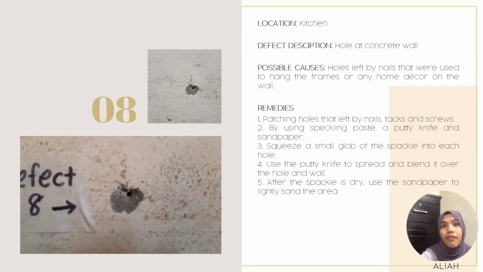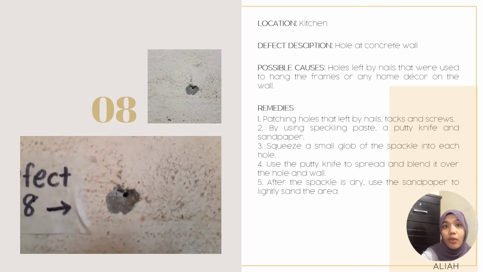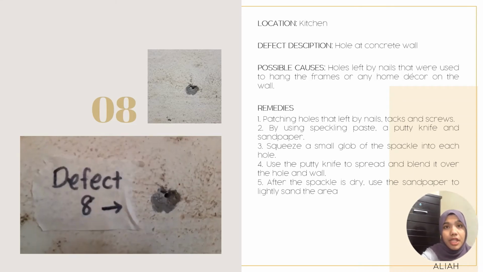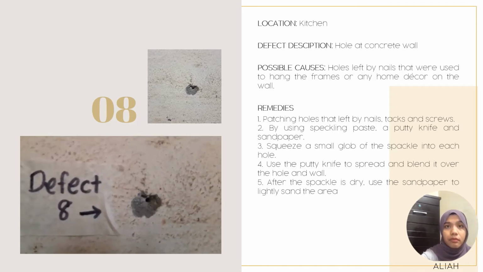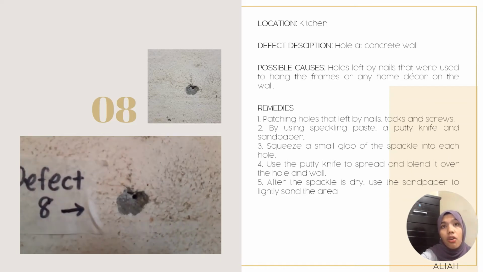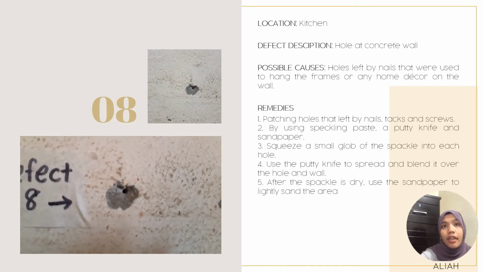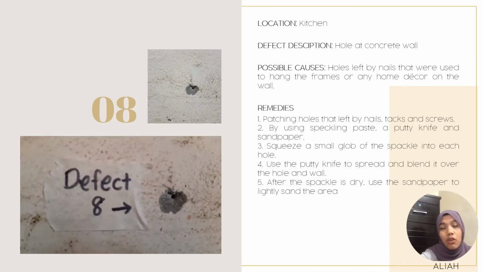The next defect is located also at the kitchen, but the element is wall. So the defect description is actually a hole in the concrete wall. The possible cause of this defect is a hole left by nails that were used to hang frames or any home deco on the wall.